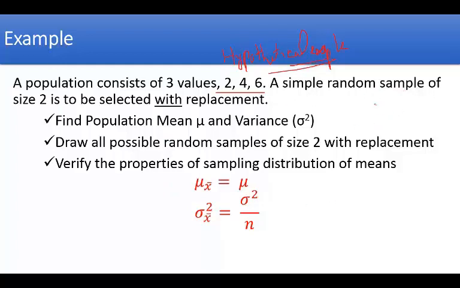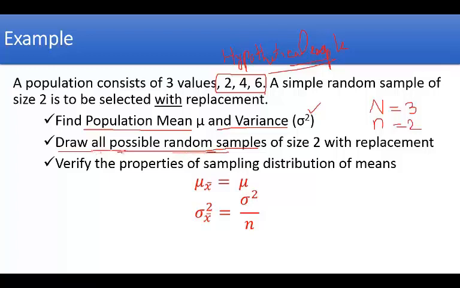One thing from this slide, you can see that capital N is equal to 3, and you want to draw a sample of size 2 from this population. This is the population: 2, 4 and 6. First of all, you want to find the population mean and population variance. For this, you don't need to take any sample. These are the population numbers; they are fixed, they are parameters. Then you will draw all possible random samples. Random samples means equal chance. You will write all possibilities of size 2 with replacement. With replacement means that you replace that unit back, so that unit may be selected again.